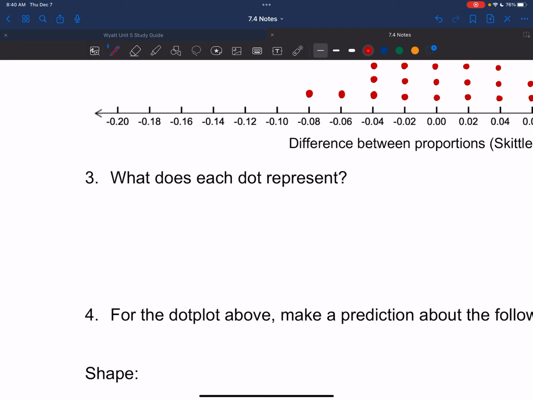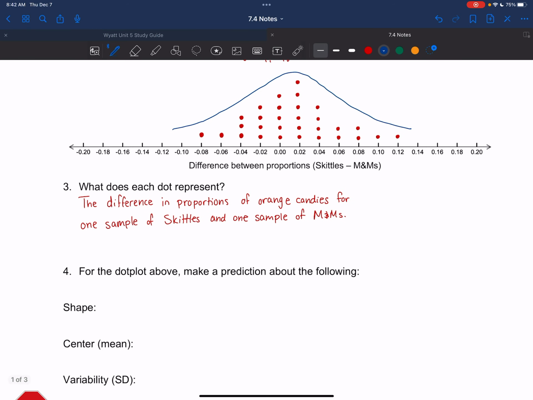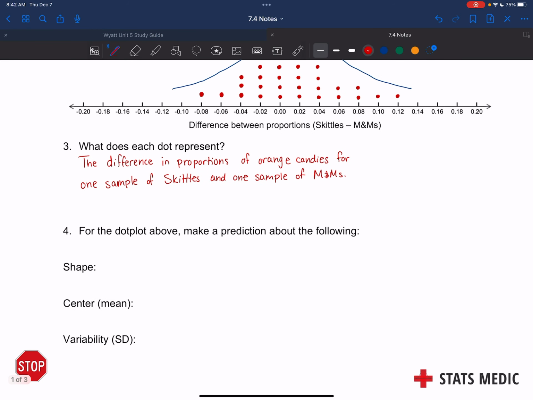All right, and number 4 says, for the dot plot above, make a prediction about the following. So shape, if I come back up here, it looks like it's going to be about normal, right? So kind of have a single peaked, unimodal, symmetrical shape, right? So we can assume that this is going to be approximately normal.